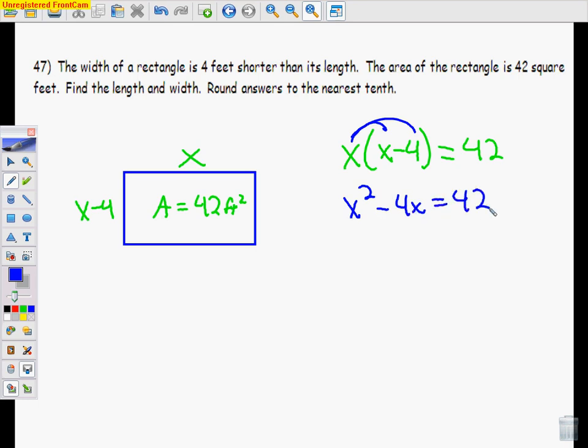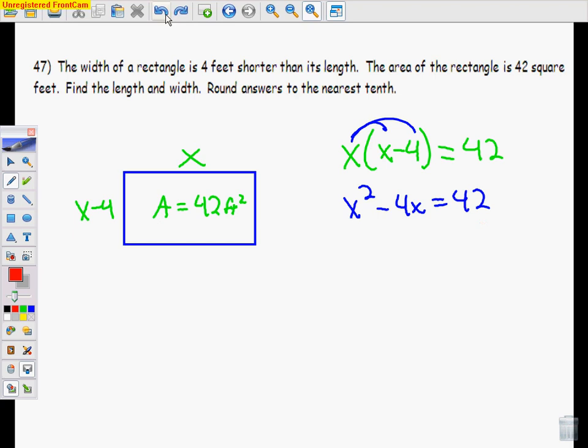And now, once again, you know that you're going to have a quadratic equation, and there are a plethora of ways that you can solve for this one. I'm going to go ahead and solve this by completing the square, simply because that's what we did in this section. But you could subtract 42 from both sides if you wanted to and solve it by quadratic formula. But once again, I'm going to complete the square.